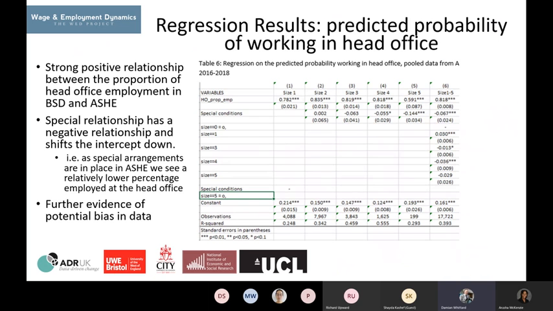So we carried out some regressions on the predicted probability of working in the head office.